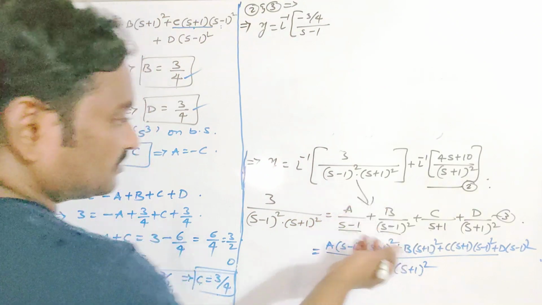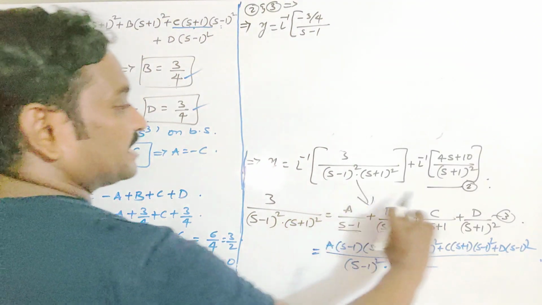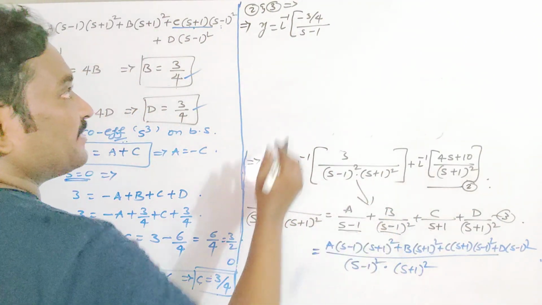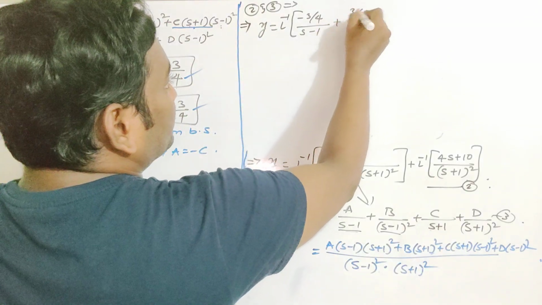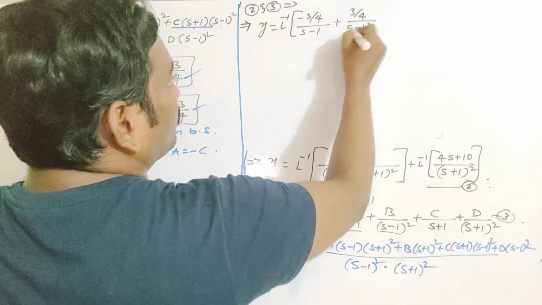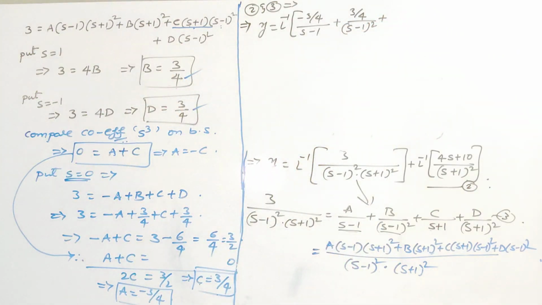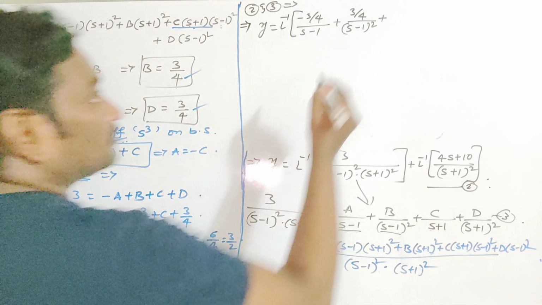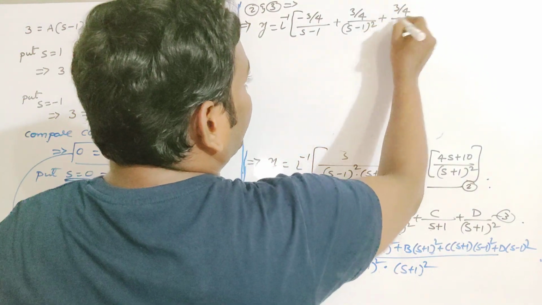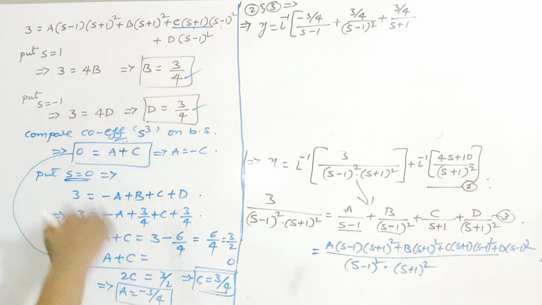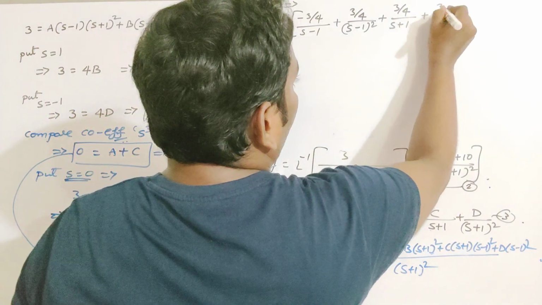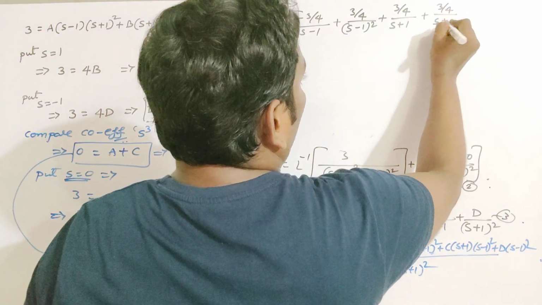This is nothing but this one. That's why I am writing directly these a, b, c, d values here. What is b value? B value is also 3 by 4. 3 by 4 by s minus 1 whole square plus c value. C value is also 3 by 4. So 3 by 4 by s plus 1. And what is d value? D value is also 3 by 4. So 3 by 4 by s plus 1 whole square.